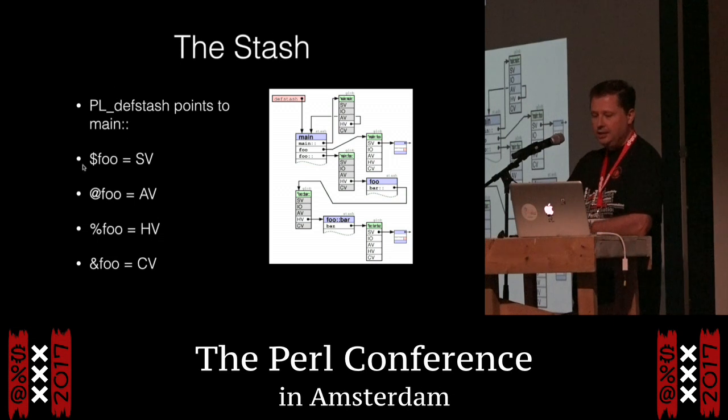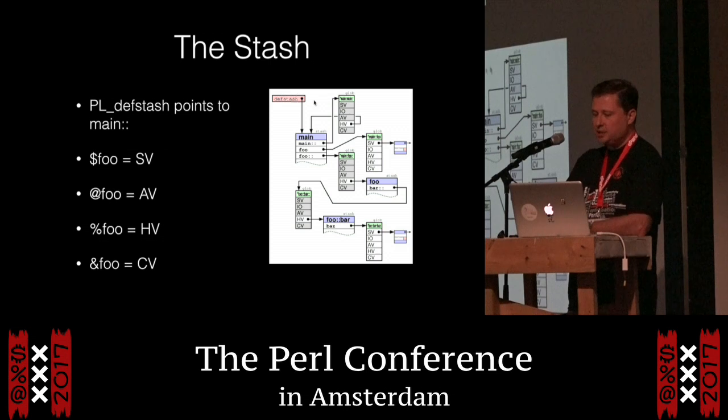Inside of that, you can have variables in main::, which might be $foo, so that would just be a basic SV. Or you have @foo, which is an AV, an array, a list. A %foo, which is an HV, or you have &foo, ampersand foo, which would be a code value or a subroutine.